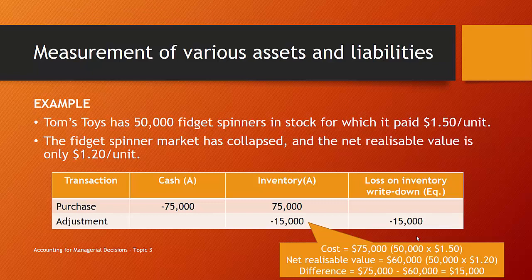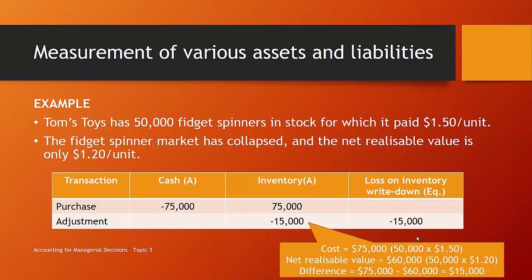The cost is the 50 times $1.50. The net realizable value is the 50 times $1.20, and the difference is $15,000. And you have to take the cost if it's lower, or in this case, net realizable value, which is the lower one.